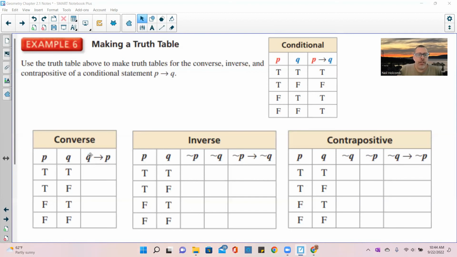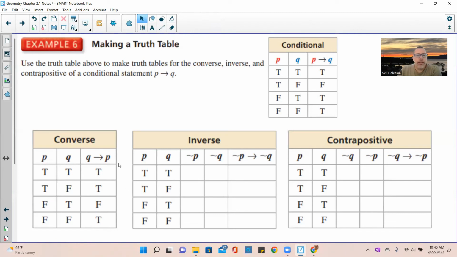Okay, so here's the converse, Q then P. That would be T, then T. If true, then true, that would be true. If false, then true, that is true. The only time a conditional statement is false is when the hypothesis is true and the conclusion is false, and here's a true Q then a false P. So that's going to be false. And then false, false is true. Okay, so there's the converse, Q implies P.